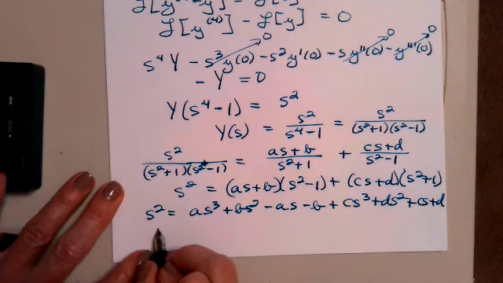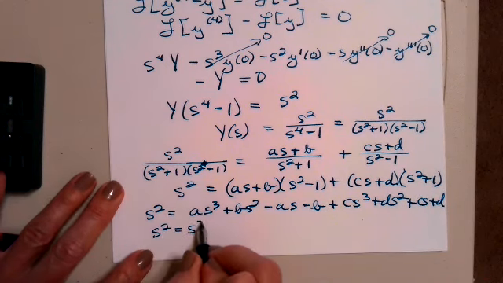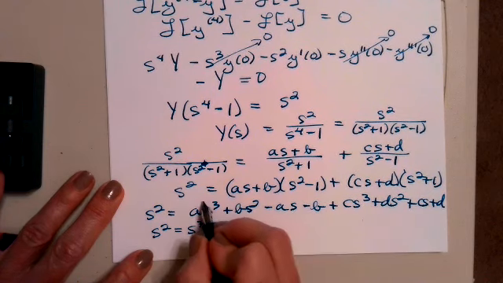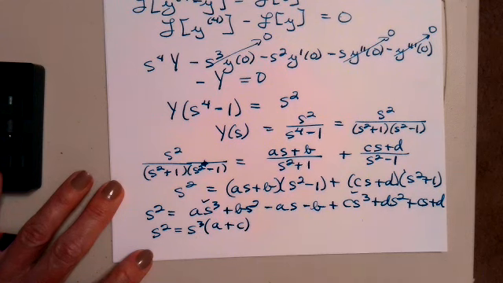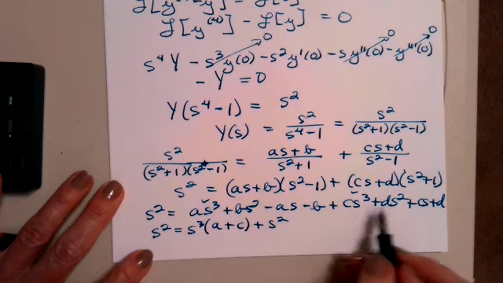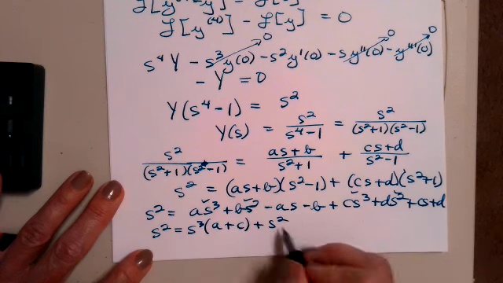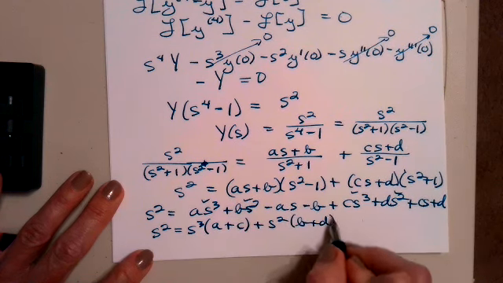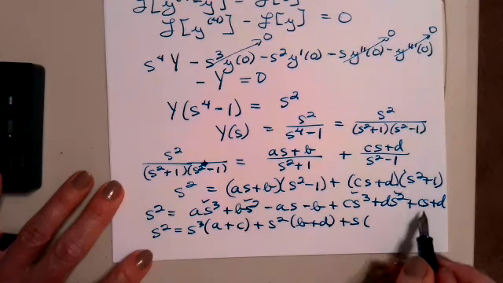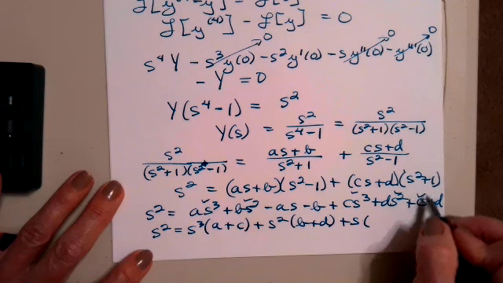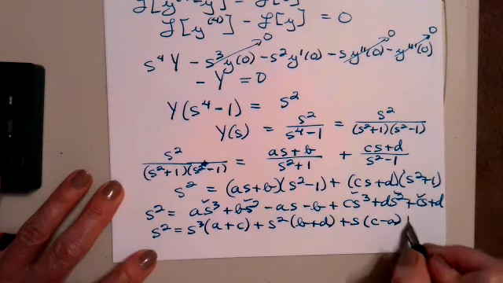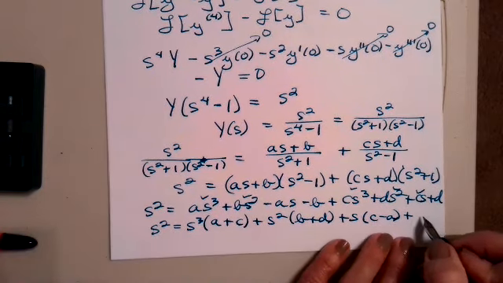Okay, so s squared is equal to the cubic terms. What are the coefficients? It's a plus c. That's this one and this one. And now the squared terms. What are the coefficients? It's b plus d. This one and this one. And the terms with an s. What are the coefficients? It's c minus a. Okay. And then the constant terms are d minus b.